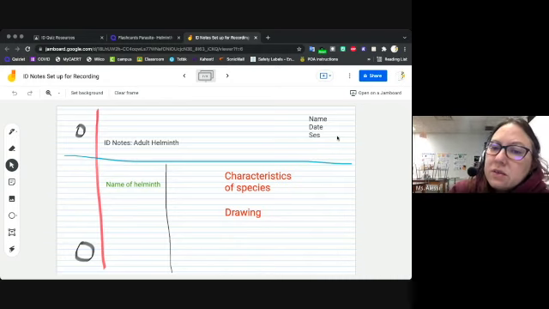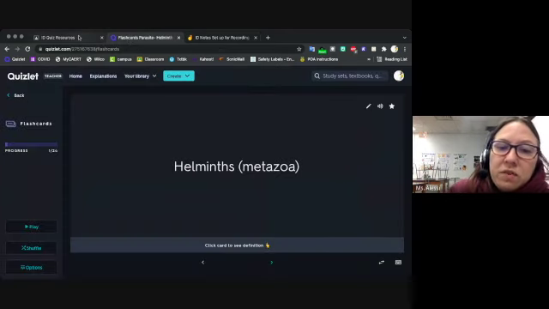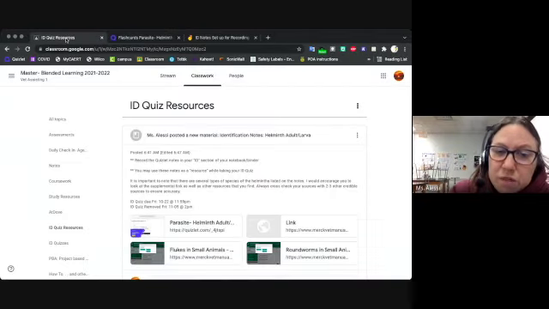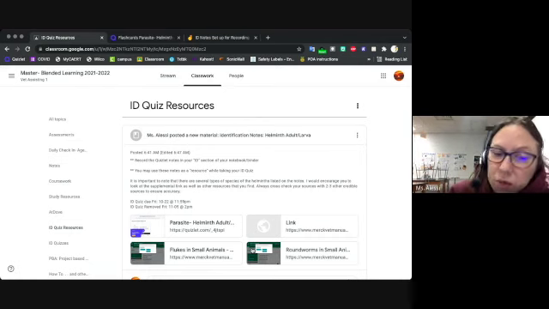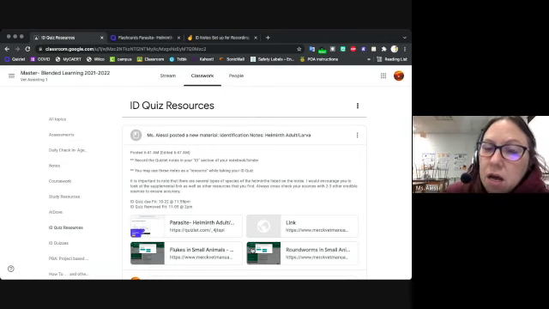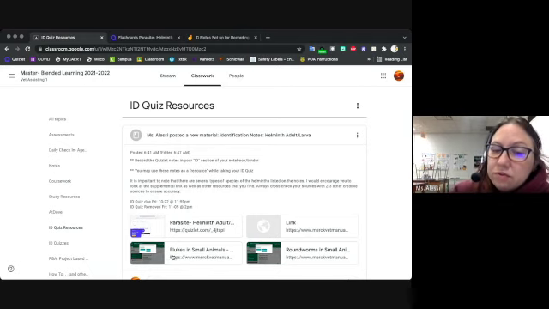And then as always, name, date, and session in the top right hand side of your notes. So we've got our Quizlet right there. There's also some different websites. We've got Merck Veterinary Manual. They're an amazing resource when we're looking at different diseases and pathogens or disease causing organisms. So there's some more information on flukes, roundworms, and then also some other worms up there too.